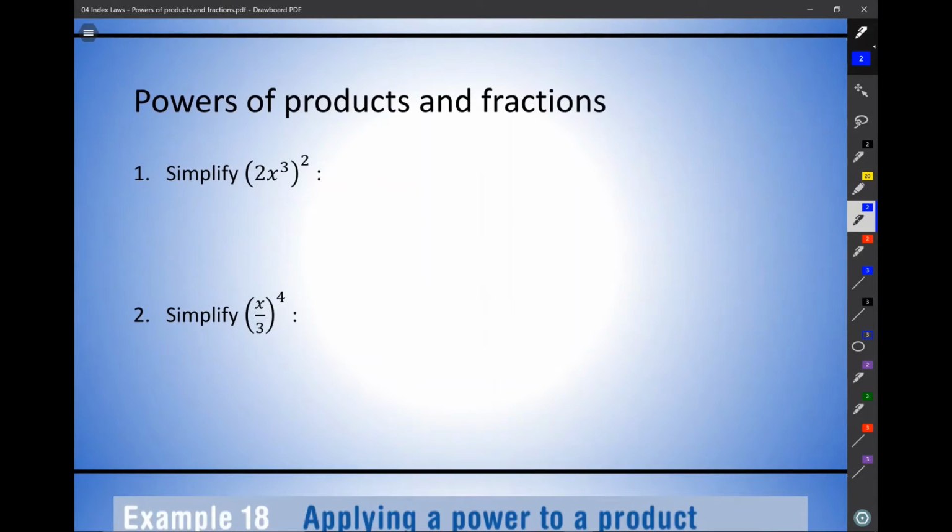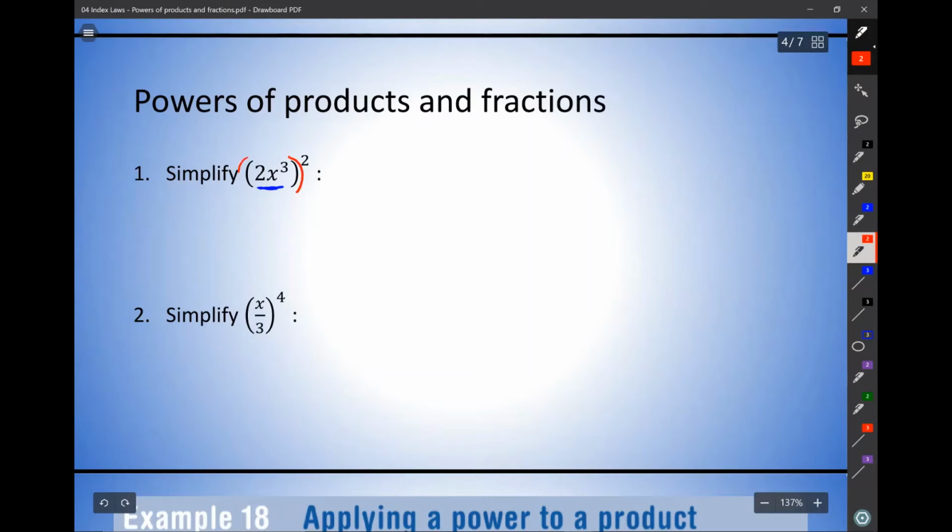Alright guys, now we're moving on to our new content for today. What we're going to be looking at is powers of products. Here we have a product, 2 times x cubed, all to the power of 2. Now, what happens with this?